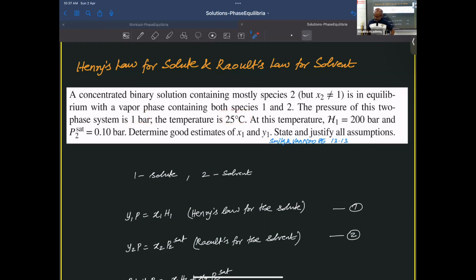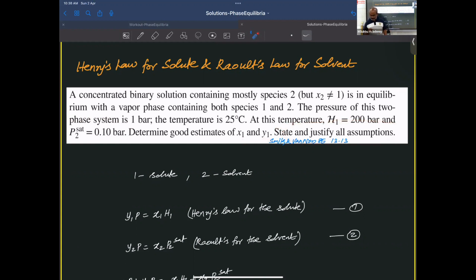At this temperature, H1 is nothing but the Henry's law constant. For component 1, H1 is 200 bar. And for component 2, we are given the vapor pressure. So for component 1 we are given Henry's law constant, whereas for component 2 we are given vapor pressure data. We are asked to find a good estimate of X1 and Y1, and what assumptions you made.